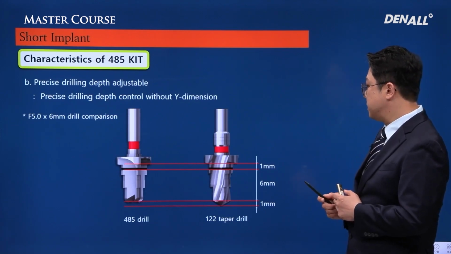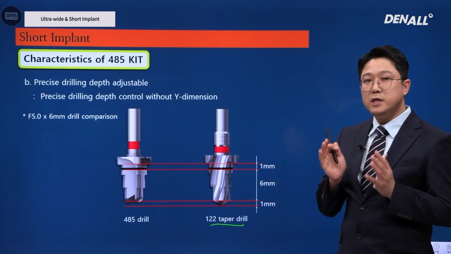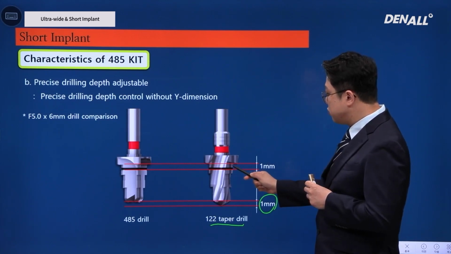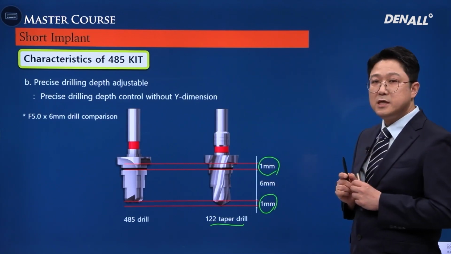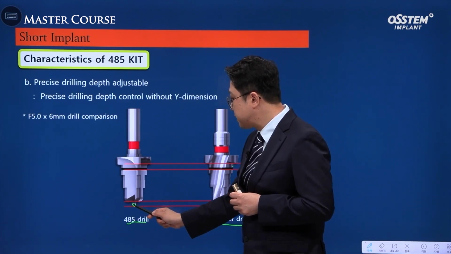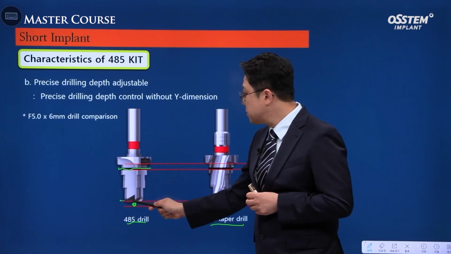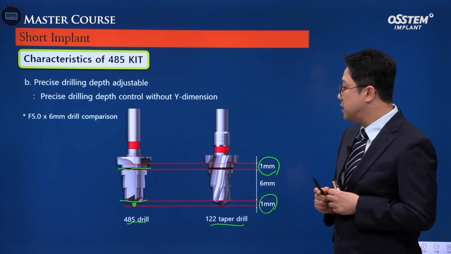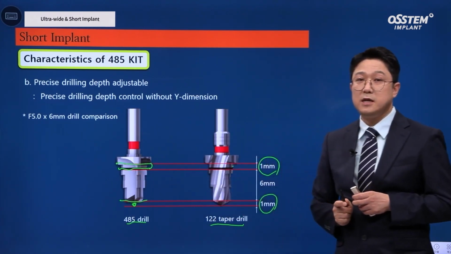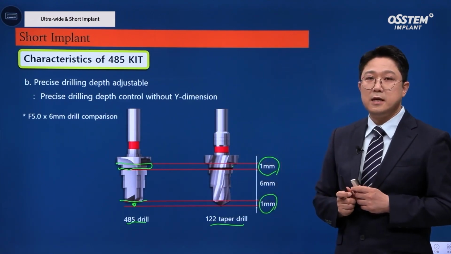In the case of the taper kit, if I am to drill 6 mm, because of the Y dimension of 1 mm and 1 mm, 2 mm more is drilled, so 8 mm. In the case of the 485 kit, there's no Y dimension. From what is marked to the other side, it's 6 mm, and therefore the additional space is 1 mm. 7 mm drilling is done, so you can assume that 1 mm more will be drilled. You'll be able to do drilling more safely.